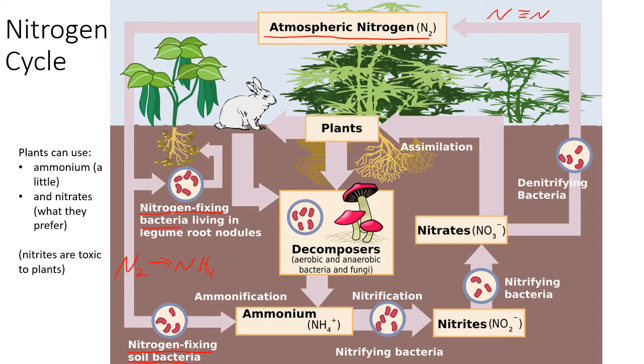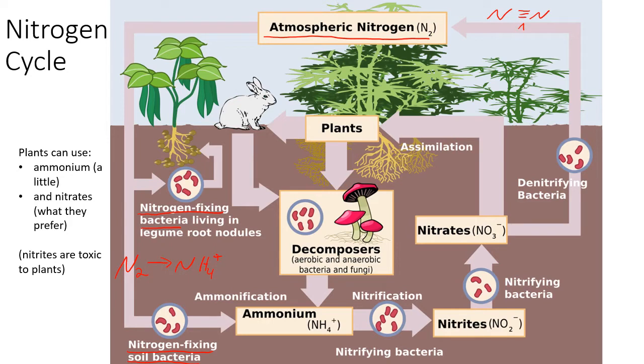So ammonium is the end product of this. They get energy from that. They break this triple bond and they release a lot of energy from it, and that energy is used to power their metabolism. And the byproduct of that is this ammonium.